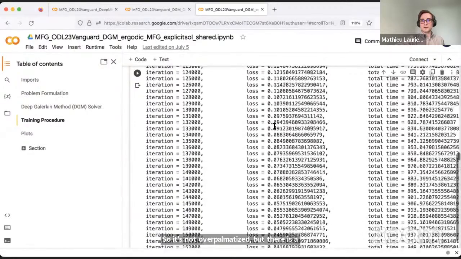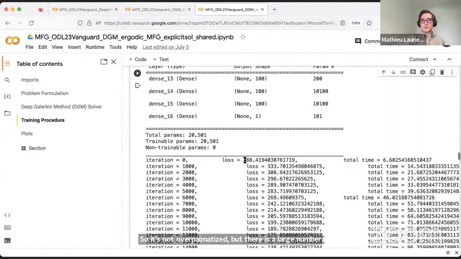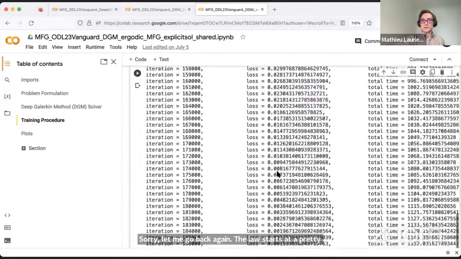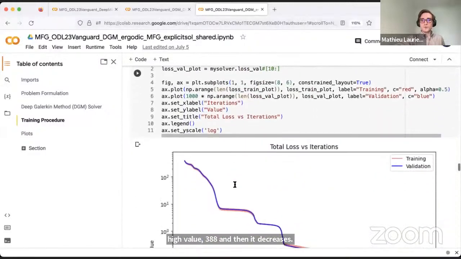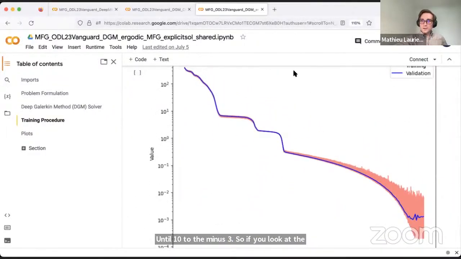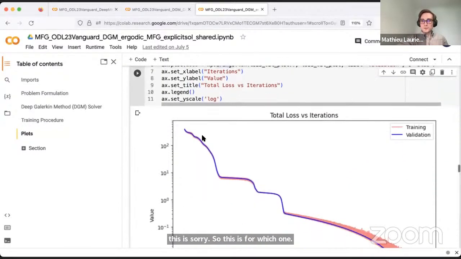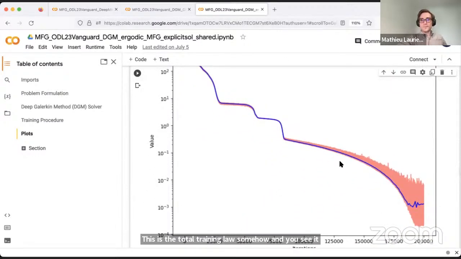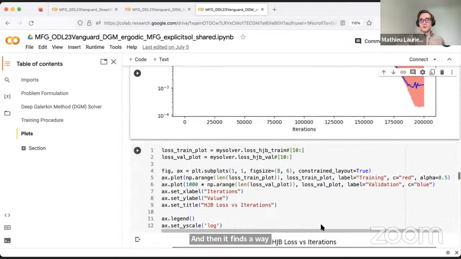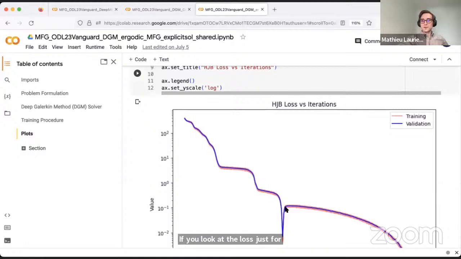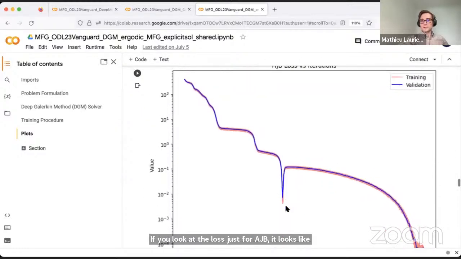And you see the loss, sorry, let me go back again. The loss starts at a pretty high value, 388, and then it decreases until 10 to the minus 3. This is the total training loss, and you see it does have some plateau for a few thousand iterations, and then it finds a way to a relatively small loss. If you look at the loss just for the HJB, it looks like this, and you see sometimes it goes down and then goes up. So this is not very intuitive.